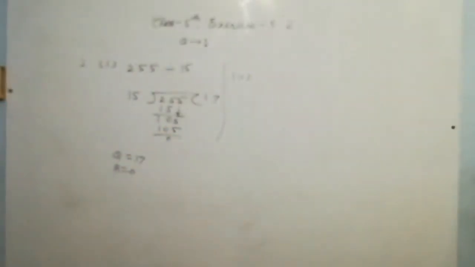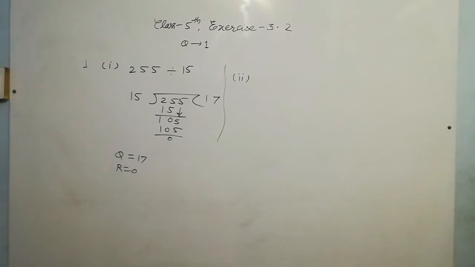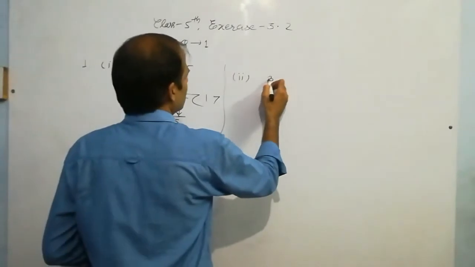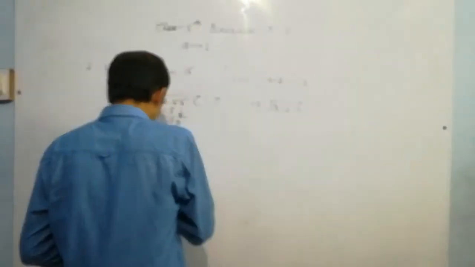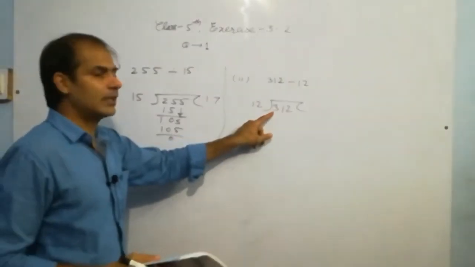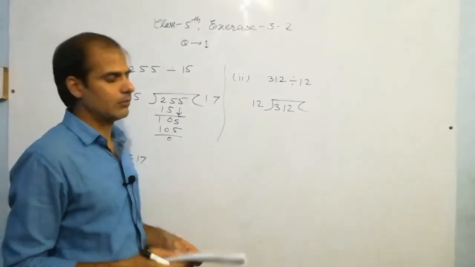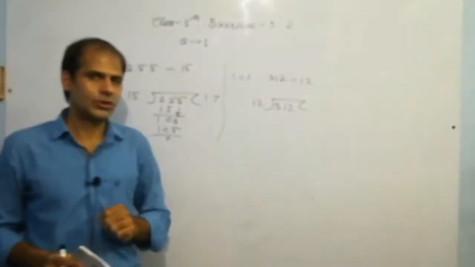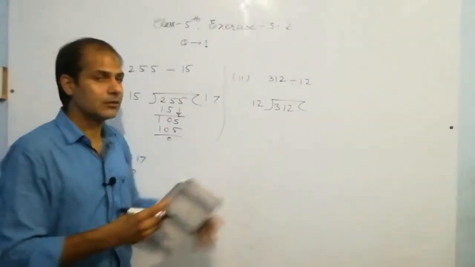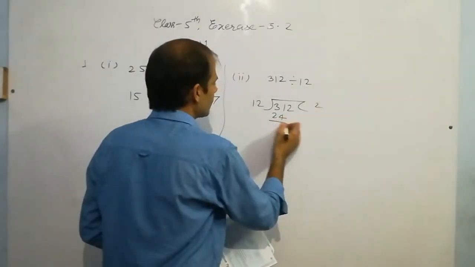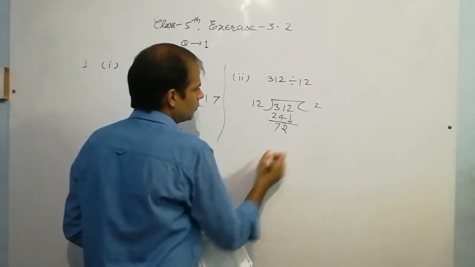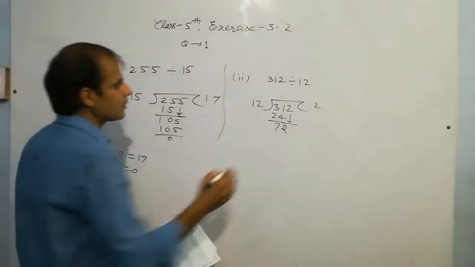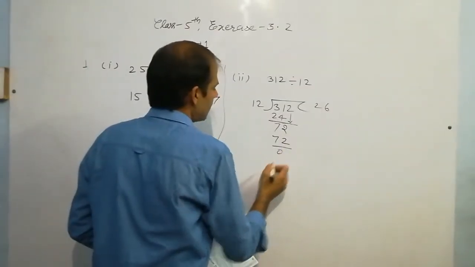Now second part. Okay, second part is 312 divided by 12. So it is 312 and it is 12. Now 3 is smaller than 12, so we will divide 31 by 12. 12 1 ja 12, 12 2 ja 24, 12 3 ja 36. 36 is bigger, so 12 2 ja 24. After subtraction we get 7, and we will copy this 2, and if you remember the table, it is 12 6 ja 72 and remainder is 0.